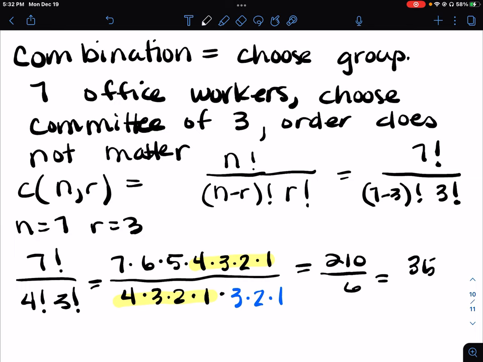Okay, so we do what's in the parentheses first, plugging in N and R. On that bottom, 7 minus 3 gives us 4. So we write out our 7 through 1, our 4 through 1 for 4 factorial. Now on this formula, there's another piece. We've got R factorial, so 3 times 2 times 1. Okay, the 4 through 1 on top and bottom cancel. So multiply 7 times 6 times 5 on top, 3 times 2 times 1 on bottom, and divide. That's the end.